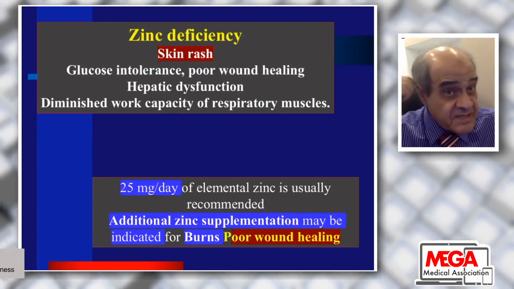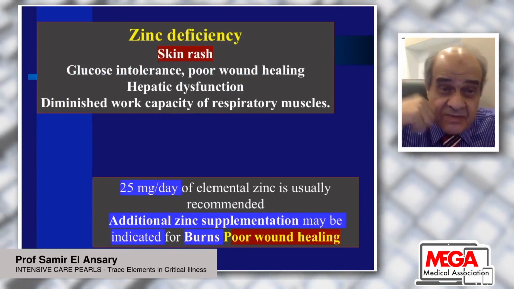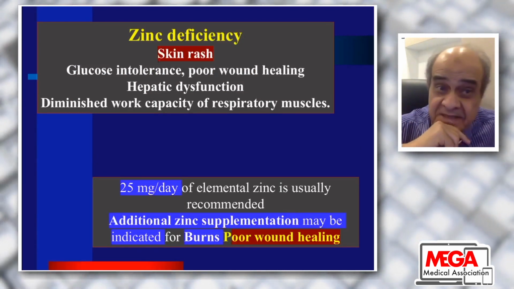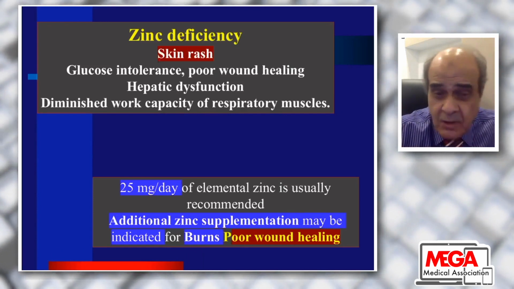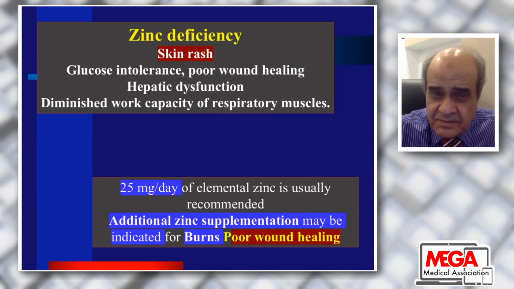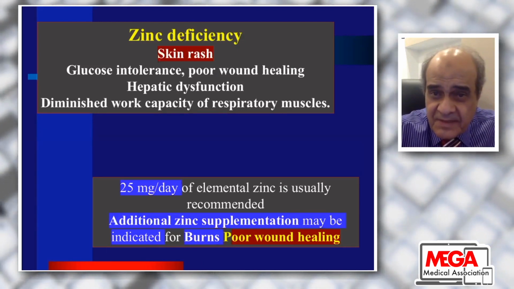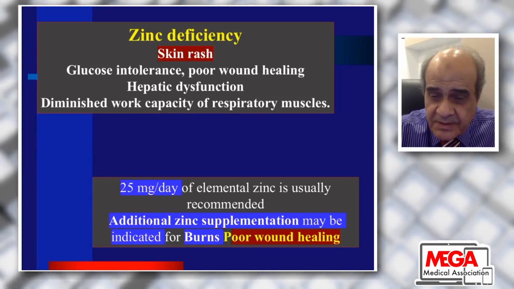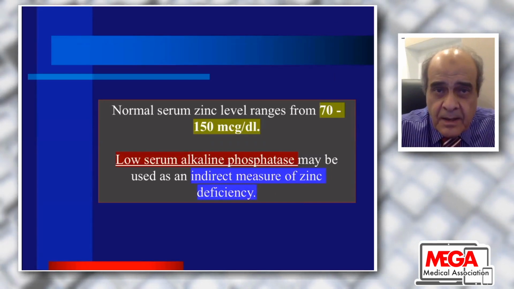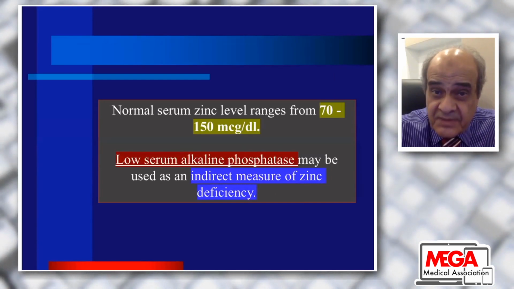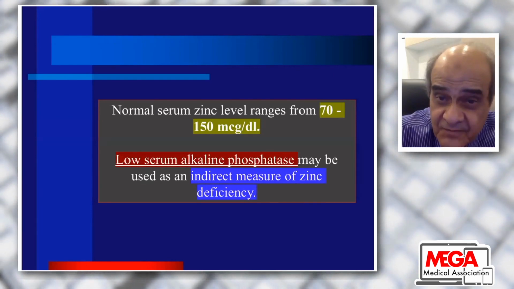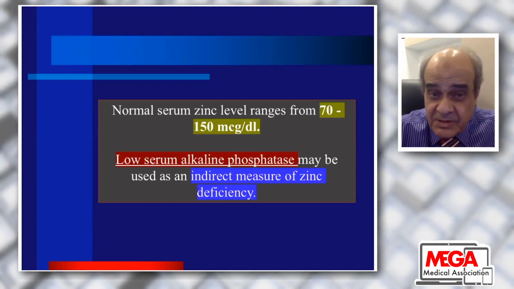Zinc deficiency, as I told, can lead to skin rash, glucose intolerance, poor wound healing, hepatic dysfunction, diminished work capacity of respiratory muscles, and so on. So 25 milligram per day of elemental zinc is usually recommended, especially in wound patients and burn patients. Normal serum zinc is again from 70 to 150 microgram per deciliter. Low serum alkaline phosphatase may be used as an indirect measure of zinc deficiency.